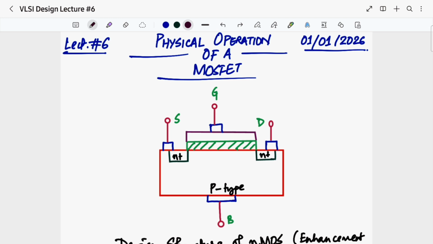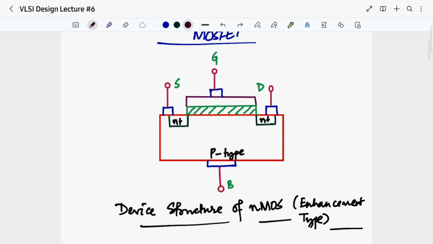Our lecture 6 of VLSI Design Theory, and today we'll be starting off with the physical operation of a MOSFET, also known as the working principle of it. Okay, so this is our device structure as you can see in your screen. We have already discussed this, so we are going to continue from that point.